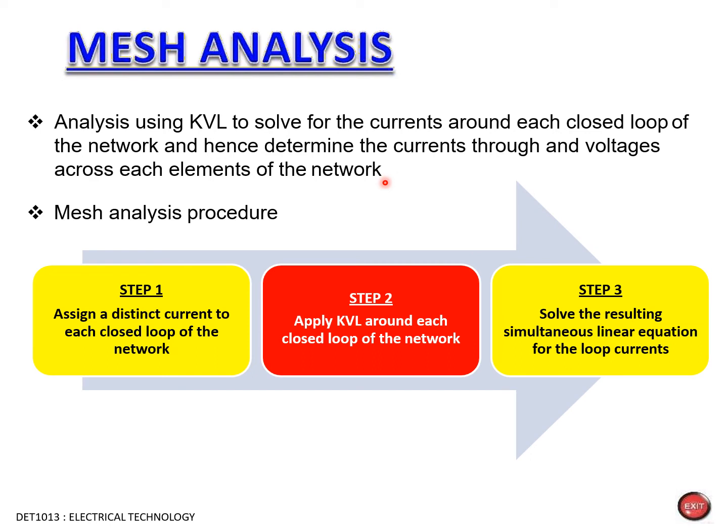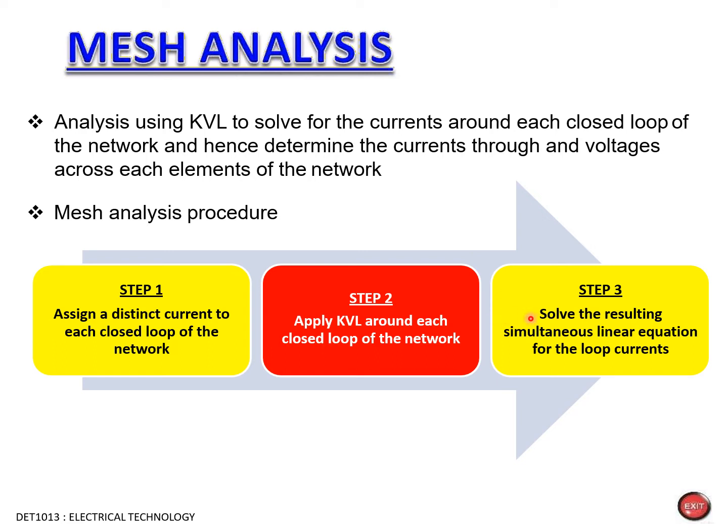Now let's see the mesh analysis procedure. The procedure has 3 steps. The first step is to assign a distinct current to each closed loop. When you see a network, you have to identify the closed loop, and for that loop you have to assign the direction of current. Then step 2 is to apply KVL, that is, the algebraic sum of the voltages in the closed loop is equal to 0. That's what we have seen in the previous slide.